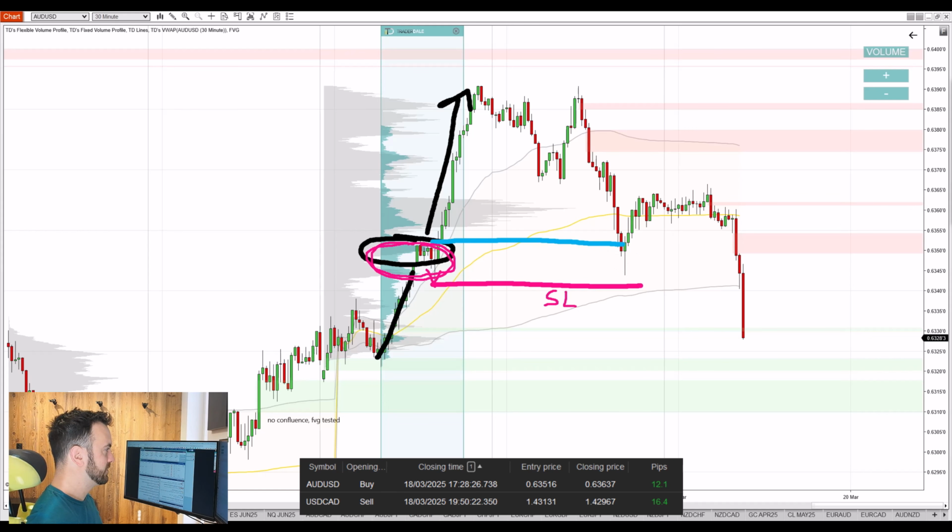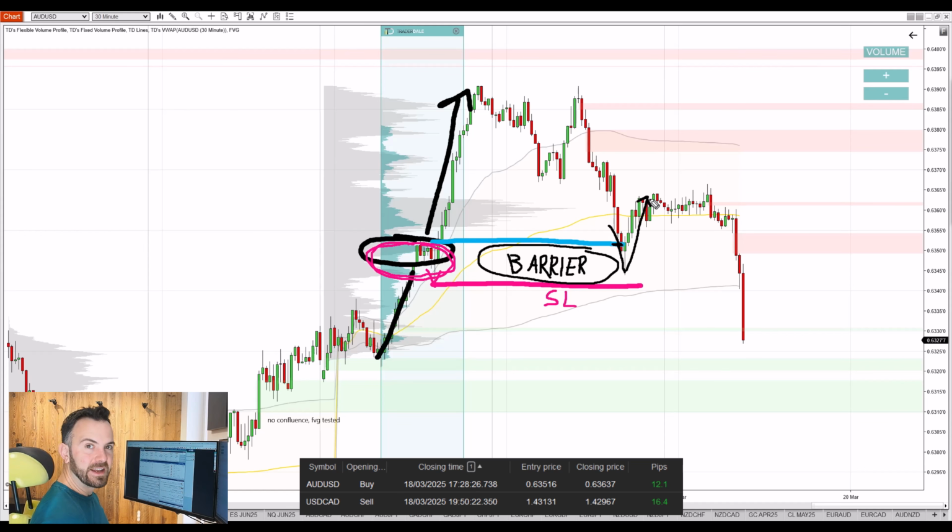As you can see, initially the price went against me. This is where I entered the long and the price went against me. But it did not hit the stop loss. It reacted to the barrier, this being the barrier, and eventually turned and price went upwards.